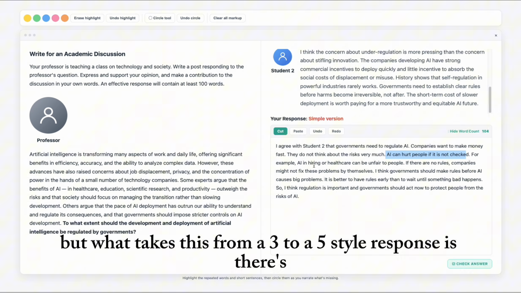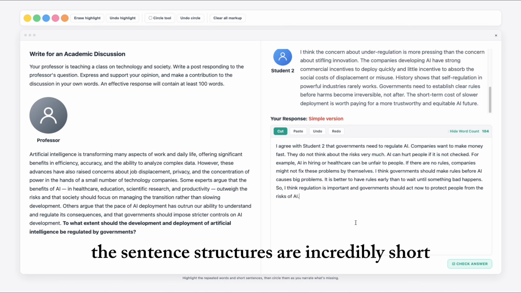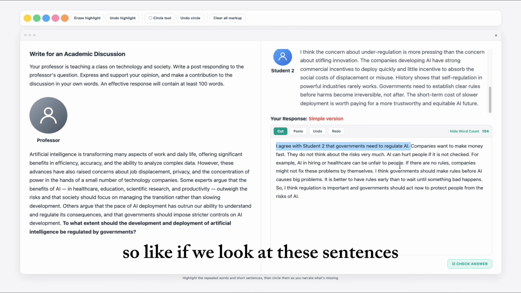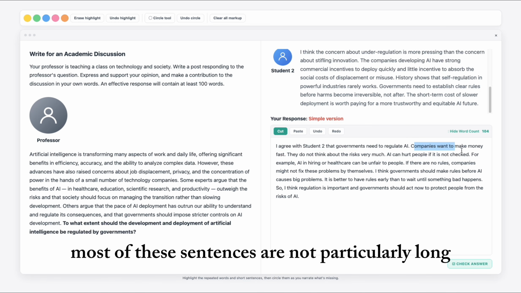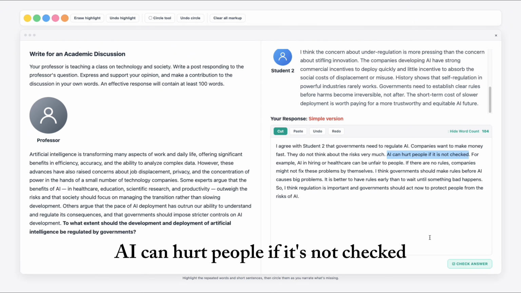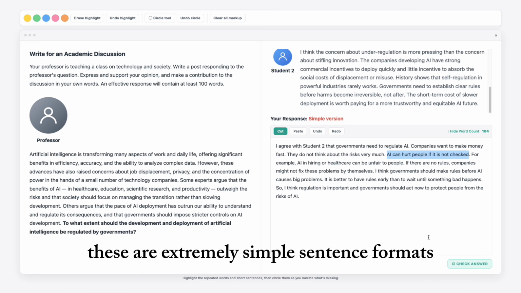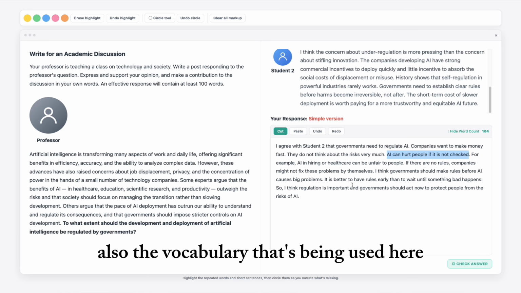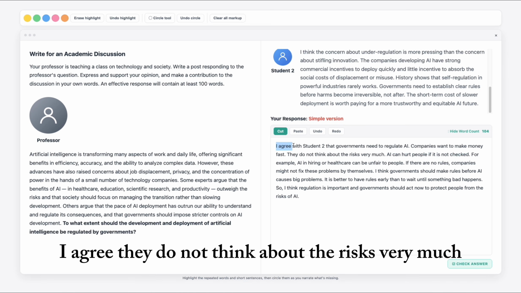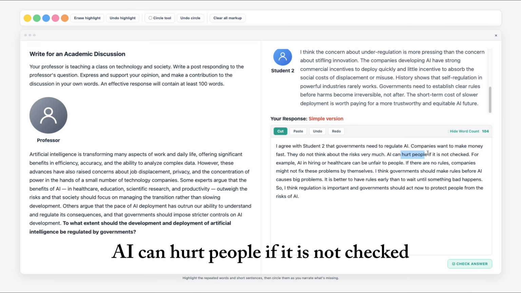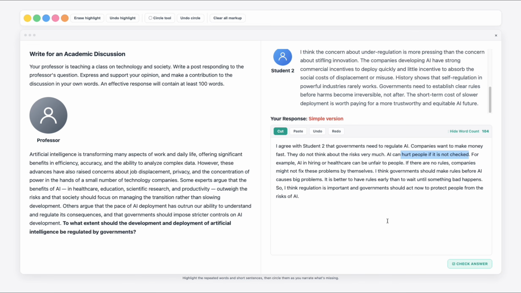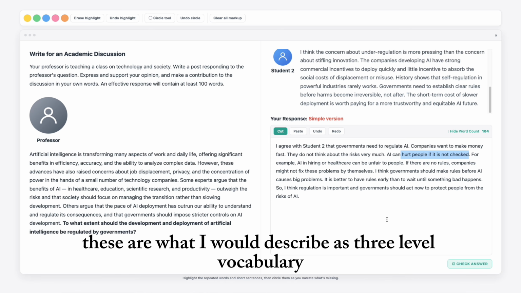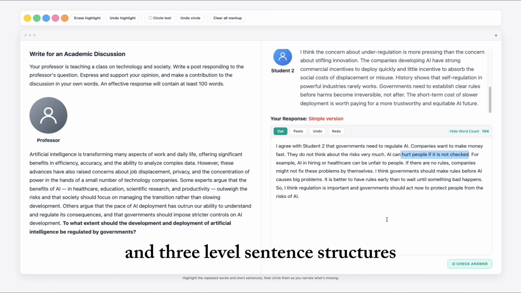But what takes this from a 3 to a 5 style response is that this is very, very simple. The sentence structures are incredibly short. So if we look at these sentences, most of them are not particularly long. AI can hurt people if it's not checked. These are extremely simple sentence formats. Also, the vocabulary that's being used here, I agree. They do not think about the risks very much. AI can hurt people if it is not checked. Okay, these are what I would describe as 3-level vocabulary and 3-level sentence structures.